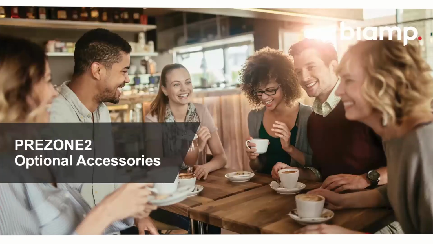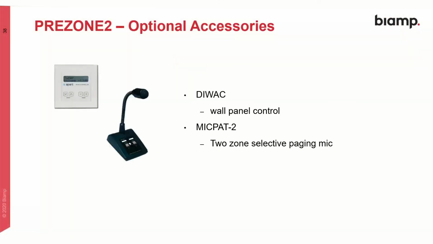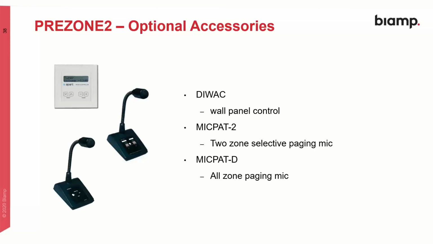Okay, so optional accessories, we've mentioned these a couple of times already. So the DIWAC and the DDIWAC, simple wall panel control. The MicPat 2 is a 2-zone selective paging mic. So that means you can either page to both zones or to one of the zones individually. And so that means the music in the non-page zone will just continue playing as if nothing had happened in that mode. Then we have MicPat D, which is an all-zone paging mic.